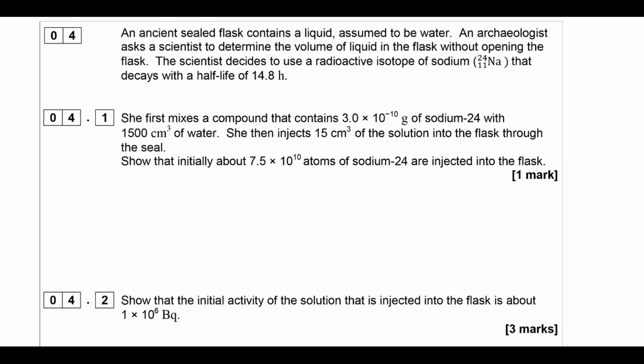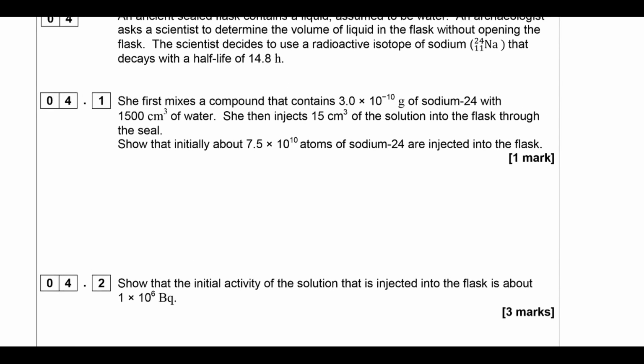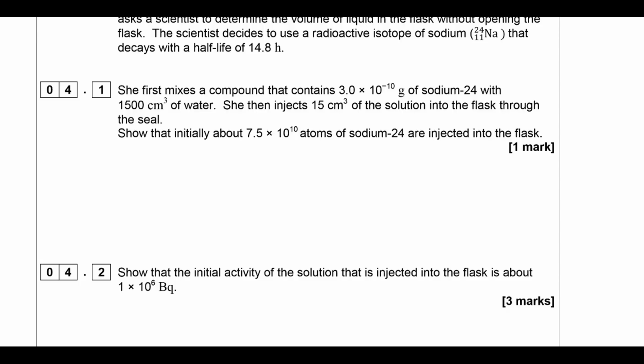Okay, so an ancient sealed flask contains a liquid assumed to be water. An archaeologist asked a scientist to determine the volume of the liquid in the flask without opening the flask. The scientist decides to use a radioactive isotope of sodium that decays with half-life of 14.8 hours. She first mixes the compound with this much sodium-24 with 1500 centimeters cubed of water, and then she injects 15 centimeters cubed of solution into the actual flask itself. Show that we've got 7.5 times 10 to the 10 atoms of sodium injected.